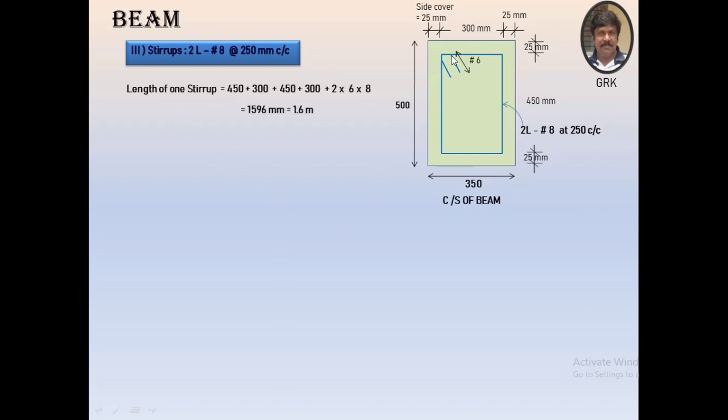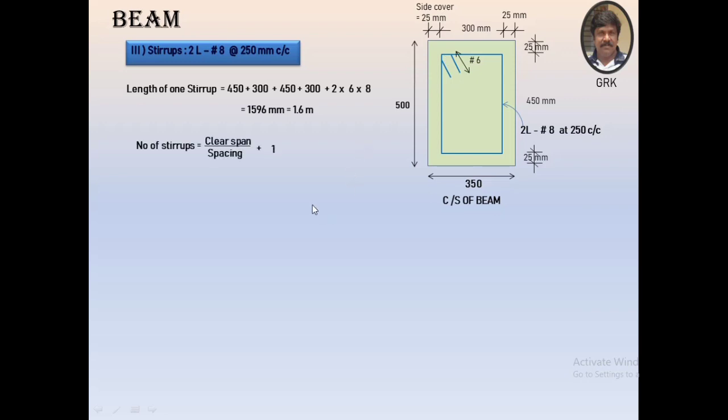This is 450 plus 300 plus 450 plus 300 plus 2 into 6 times the diameter of the bar. The diameter of the bar was taken as 8 mm. The total length of one stirrup is equal to 1.6 meter. This is the one stirrup.